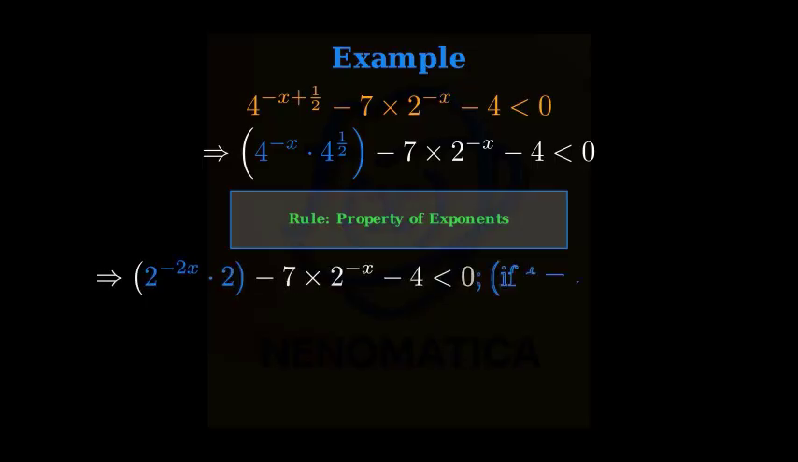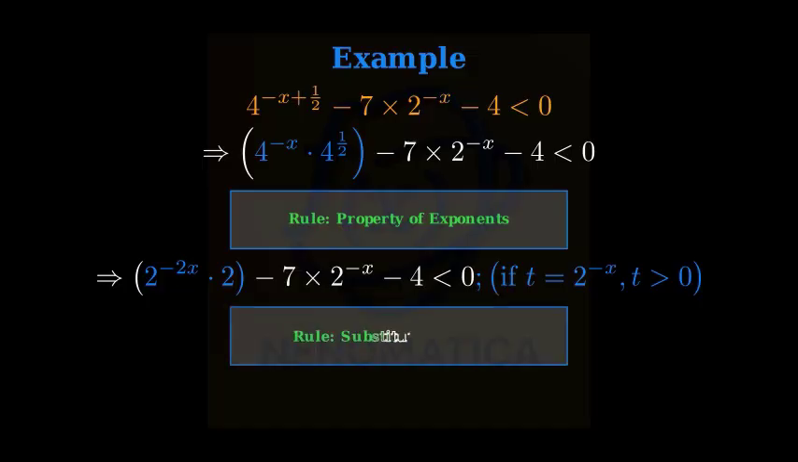Now, let's simplify this expression. First, note that 4 equals 2 squared. So 4 to the power negative x equals 2 to the power negative 2x. We can then write our expression as 2 to the power negative 2x times 2, which equals 2 to the power negative 2x plus 1.